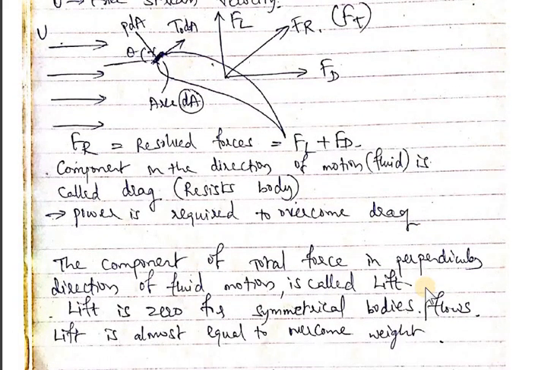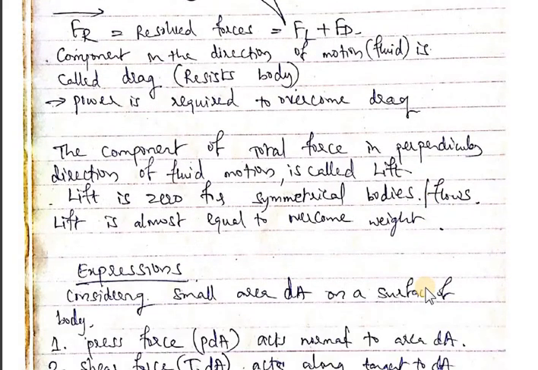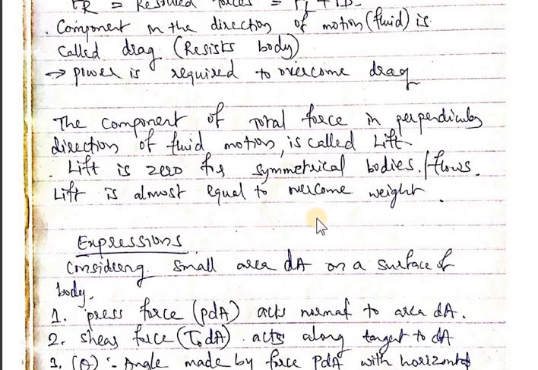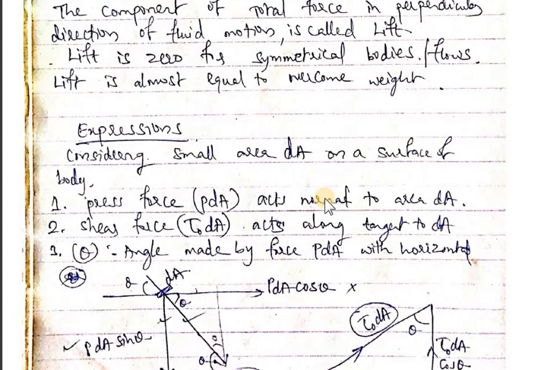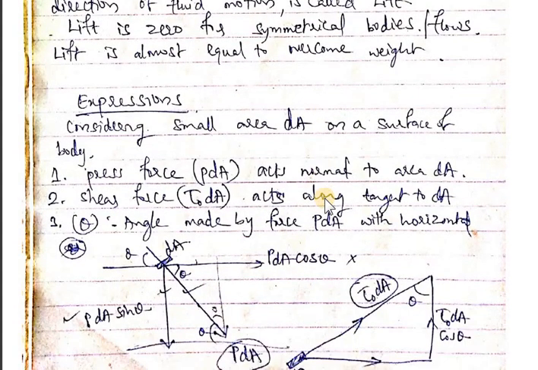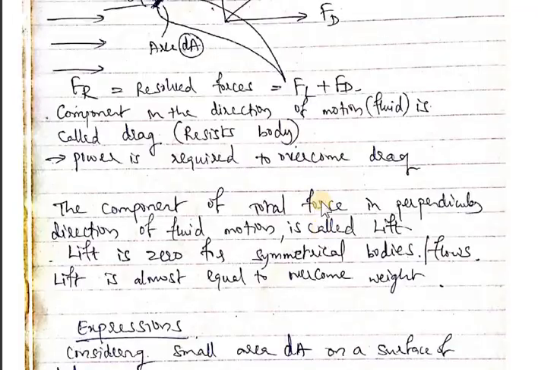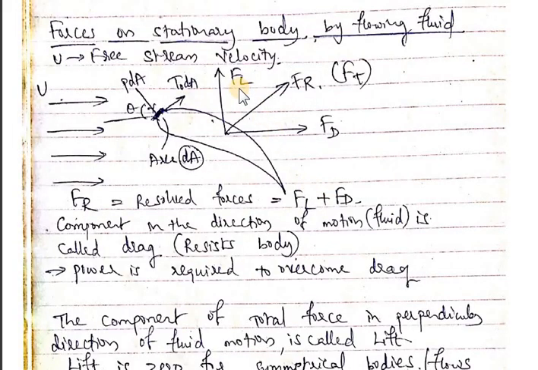Now to understand the components, how to resolve and how to find the total or resultant forces, we have taken the resolution of forces. Before that, we can observe that the component of the total or resultant force perpendicular to the direction of fluid motion is called lift, denoted here as FL in the above sketch. And lift is 0 for symmetrical bodies.